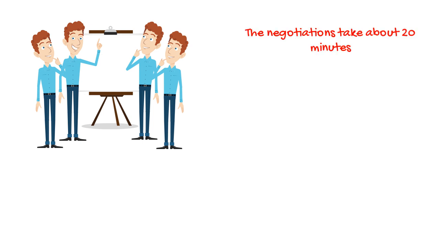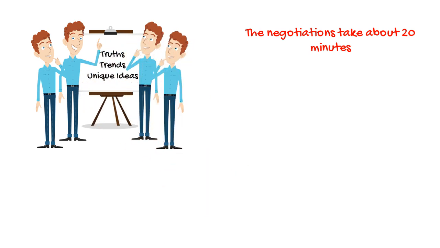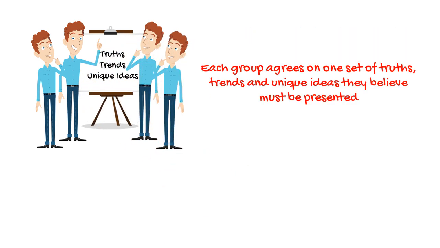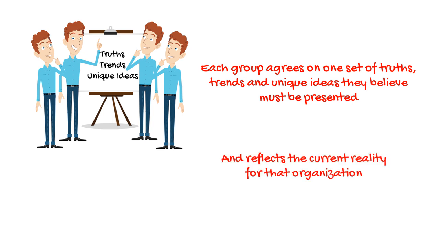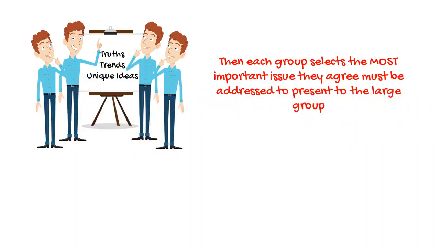The negotiations take about 20 minutes, and at the end, each group of 4 will have agreed on one set of truths, trends, and unique ideas that they believe must be presented to the larger group and reflects the current reality for that organisation. Then each presenting group selects the most important issue that they agree must be addressed to present to the large group. Again, they need to agree on which one.